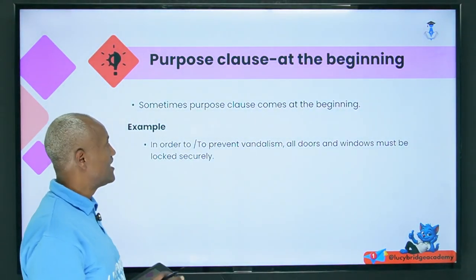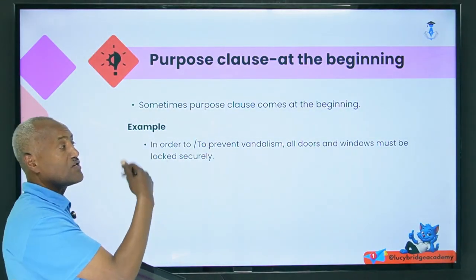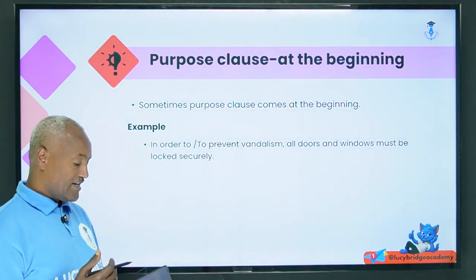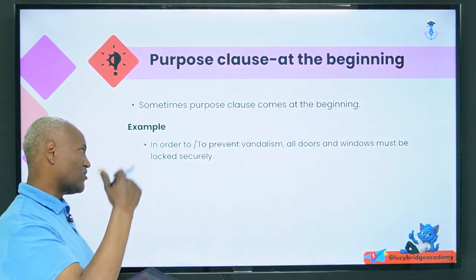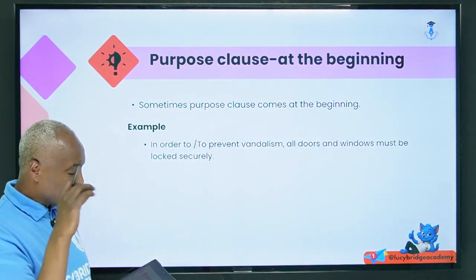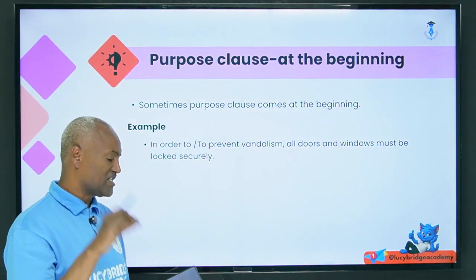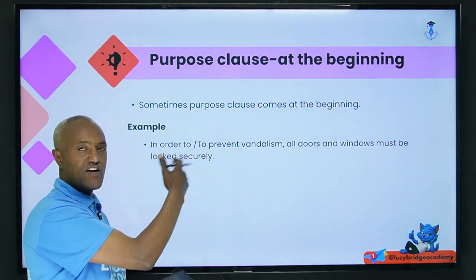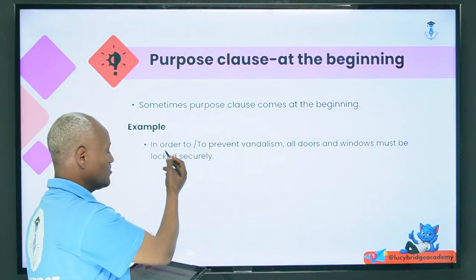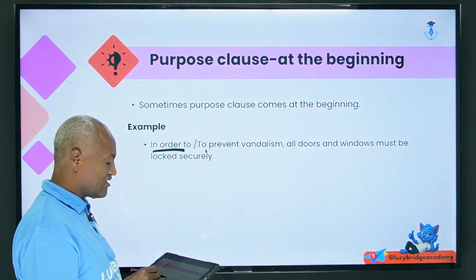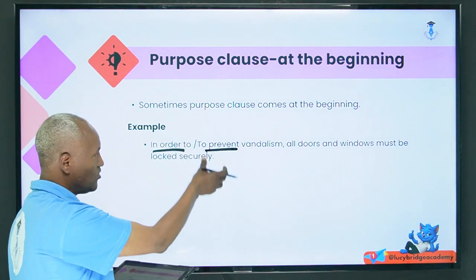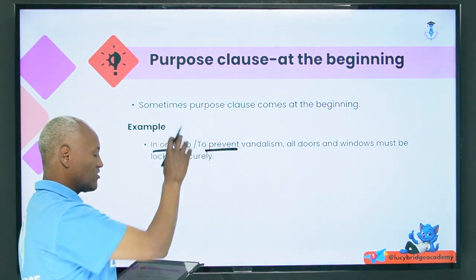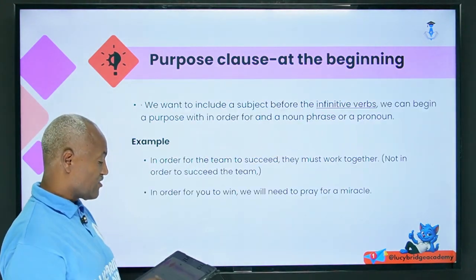That means there is a possibility, not only in the middle of the sentence, that in order to, or this purpose pattern, this word comes. But sometimes we can begin the sentence with in order to, or to prevent. That means to prevent is with to, in order to, or so as to. This is what you have to remember.